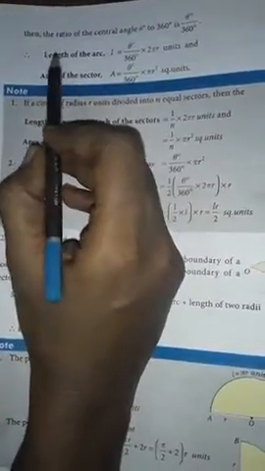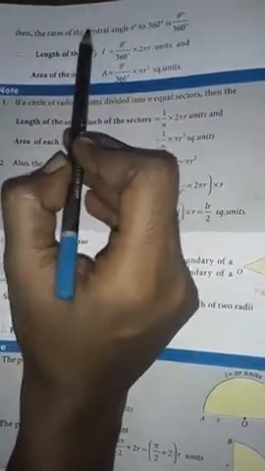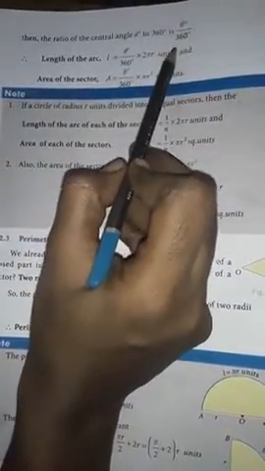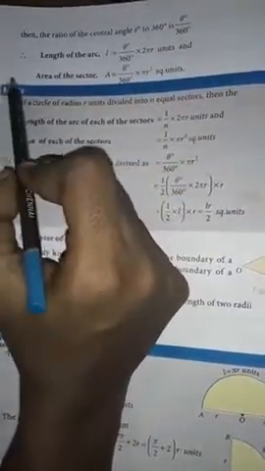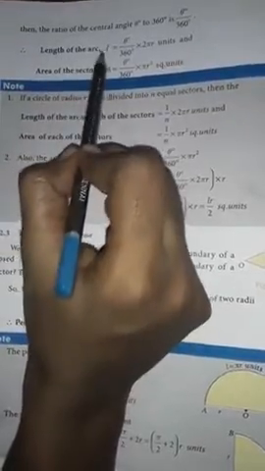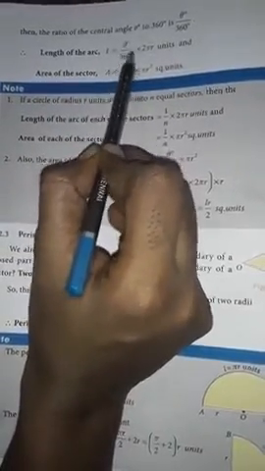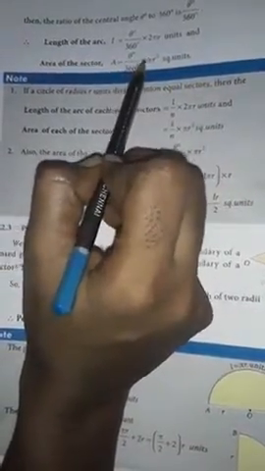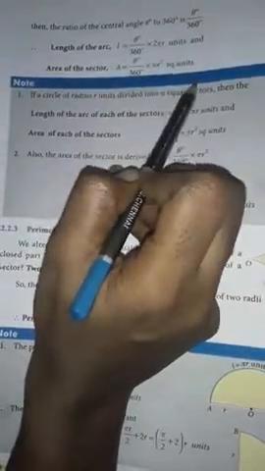That is, in general, if we assume the central angle to be theta and the radius to be r, the ratio of the central angle theta to 360 is theta by 360. Therefore, we get the formula: length of the arc L equals theta by 360 into 2 pi r units, and area of the sector A equals theta by 360 into pi r square units.